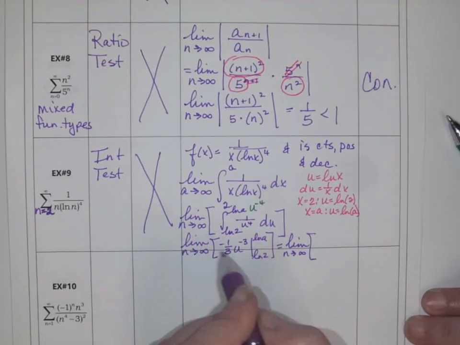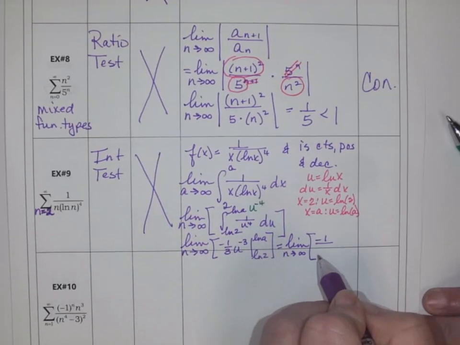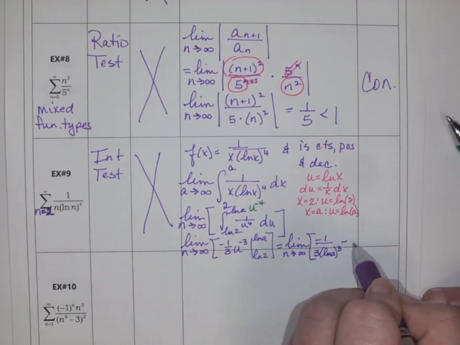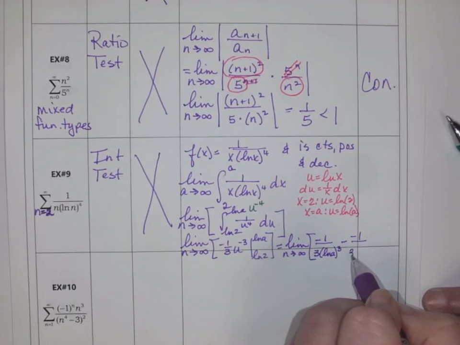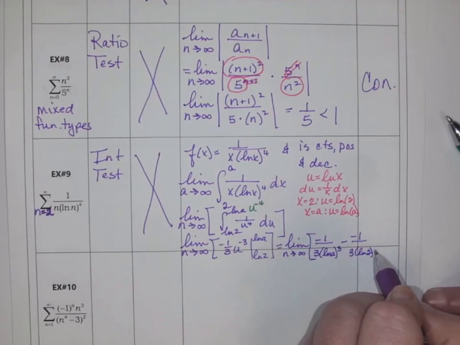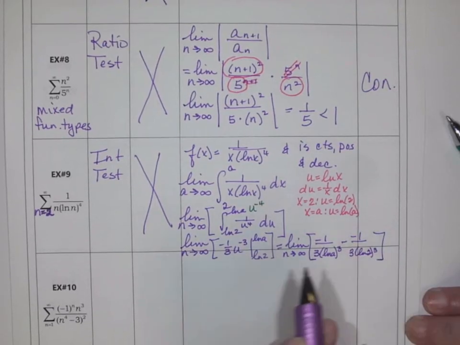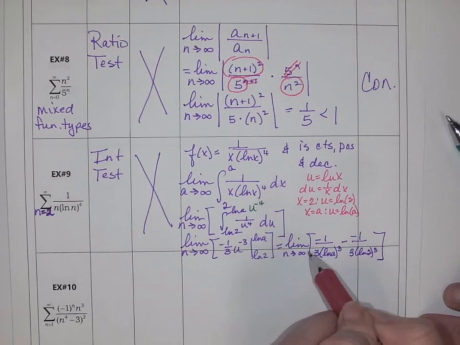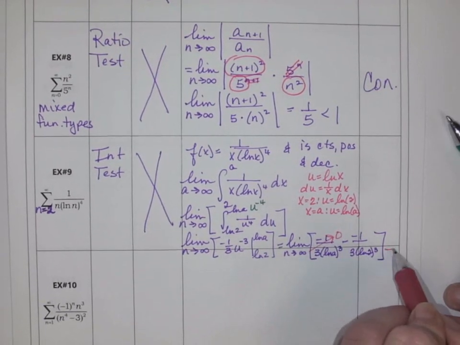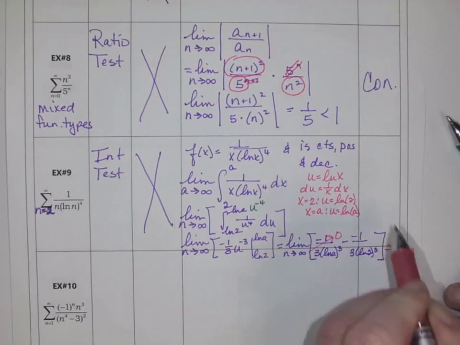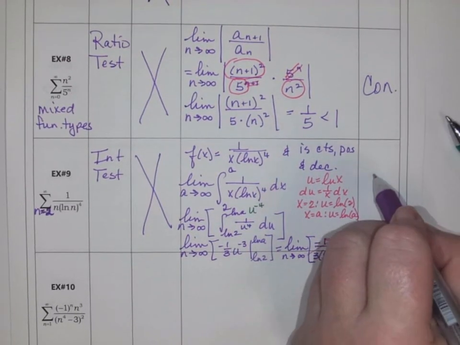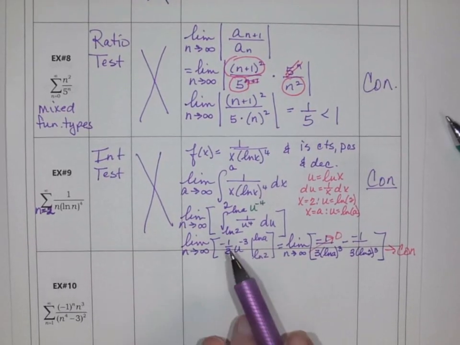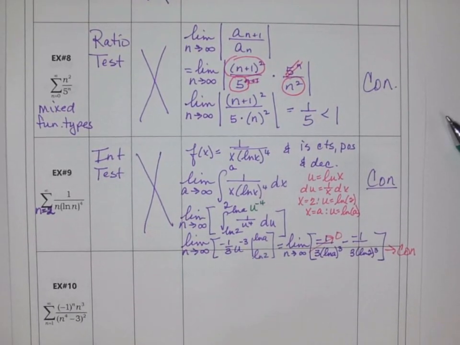If I plug in my bounds, it would be a negative 1 over 3 times natural log of a cubed minus negative 1 over 3 times natural log of 2 cubed. And this guy, when I plug infinity in, is going to be 0. So this guy converges. So then we know our series also converges. Okay, so we're going to use the integral test there, and I had to squeeze it all in.